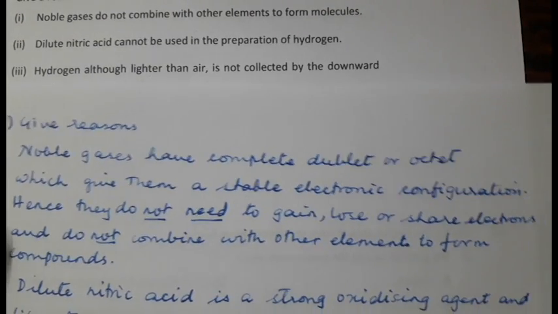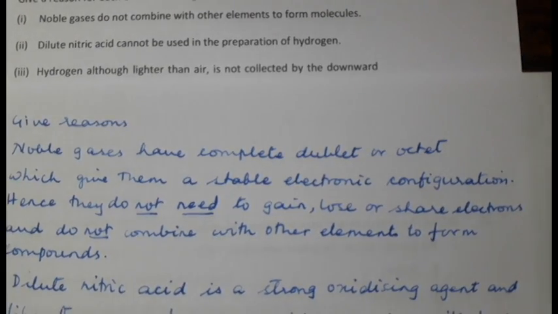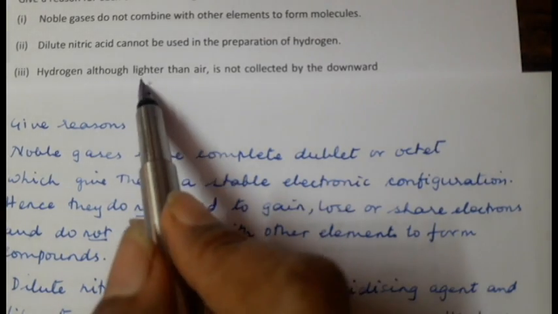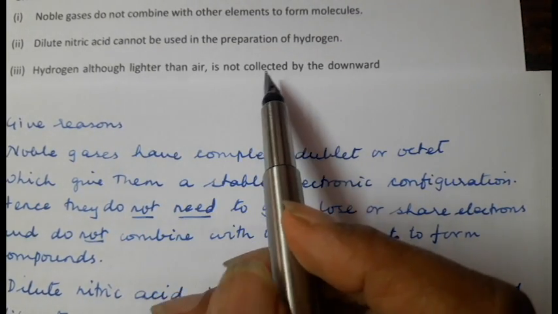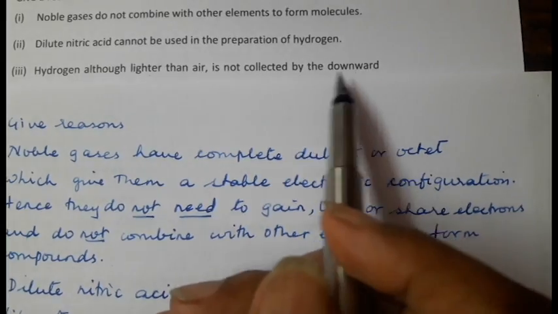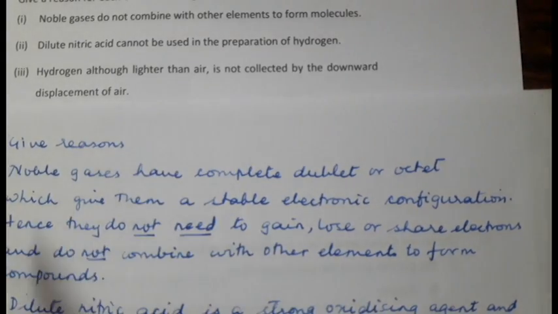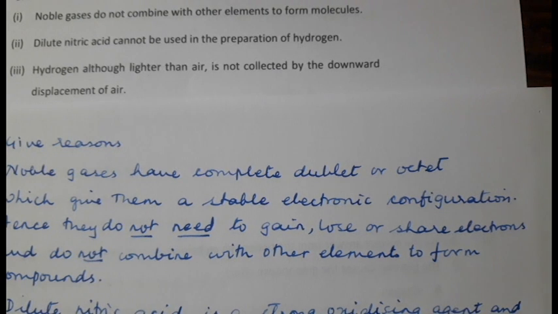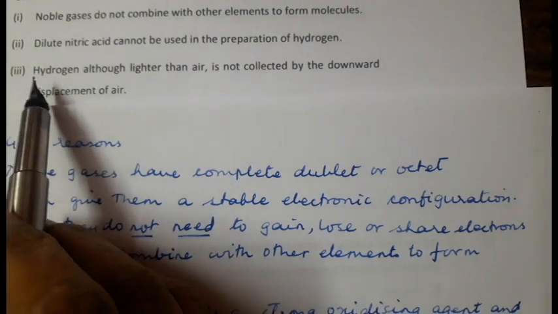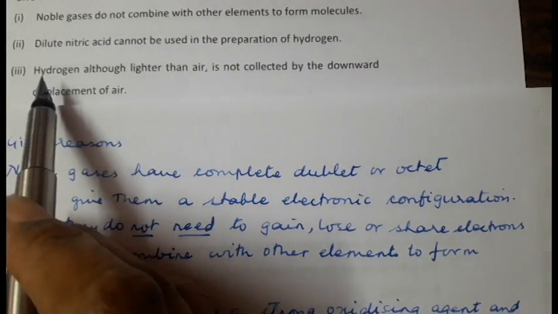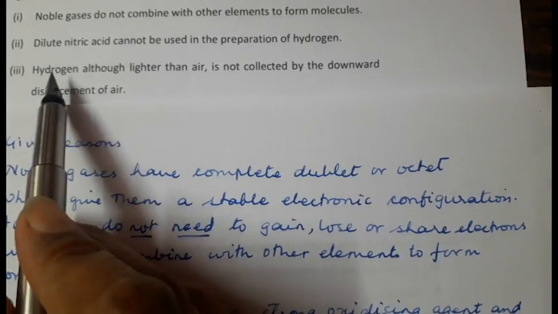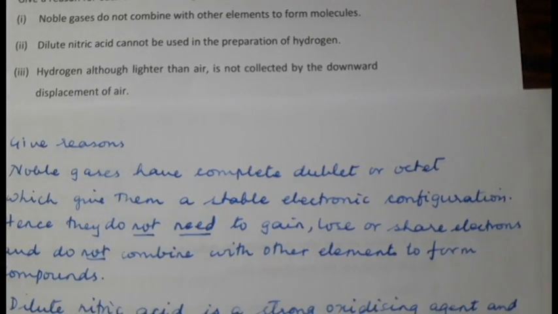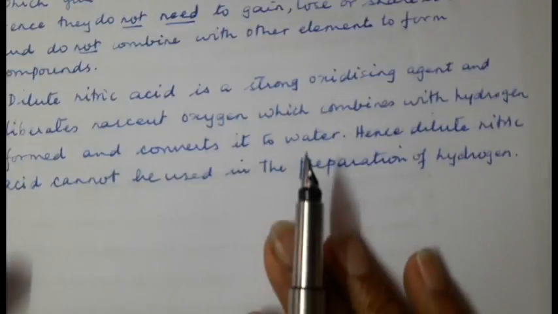Our next one, hydrogen, although lighter than air, is not collected by downward displacement of air. Now we know that ammonia, being lighter than air, is collected by downward displacement of air, but why not hydrogen? Because hydrogen has a special property due to which with air it forms explosive mixture. So let us write that.